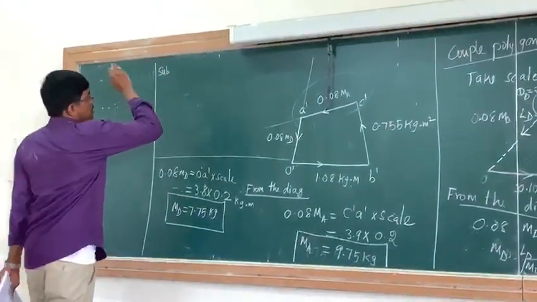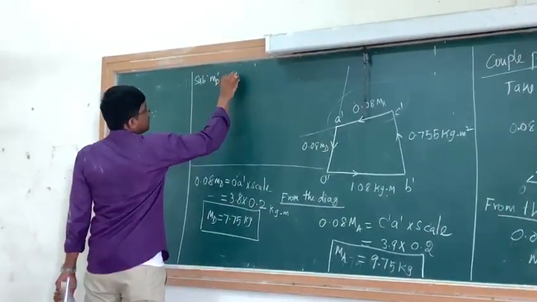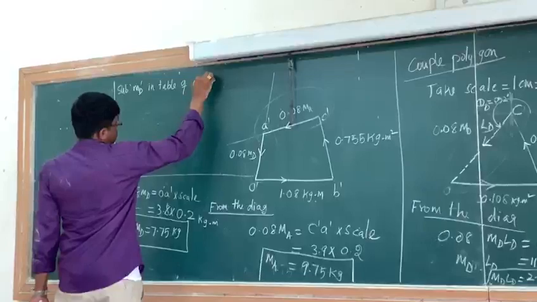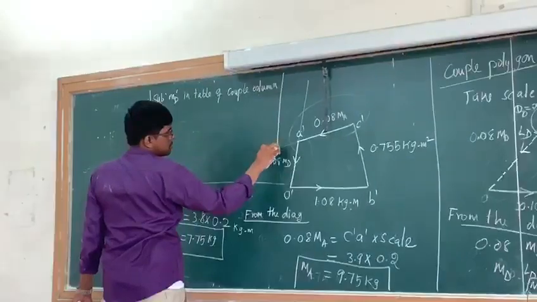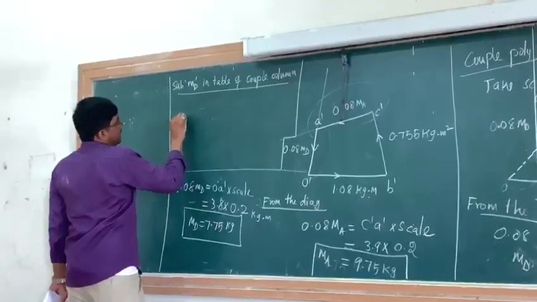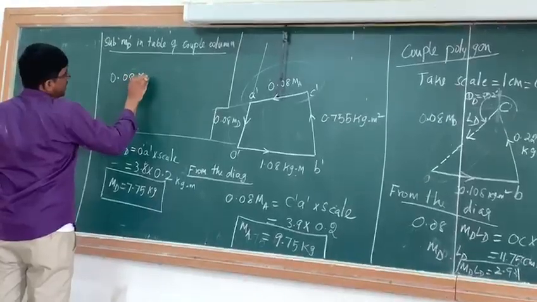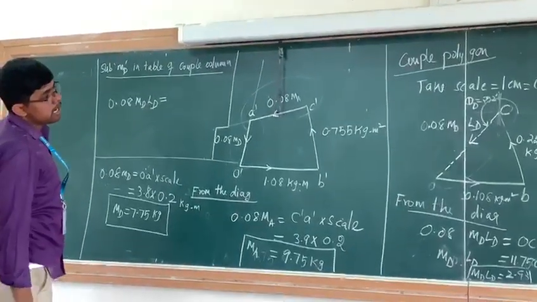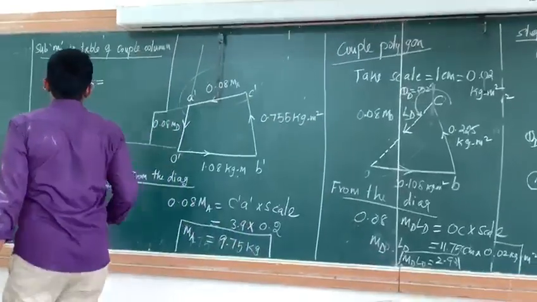Substitute m of d in the table of coupled column. Zero point 08 md into nd is equal to md nd is equal to 2.93.